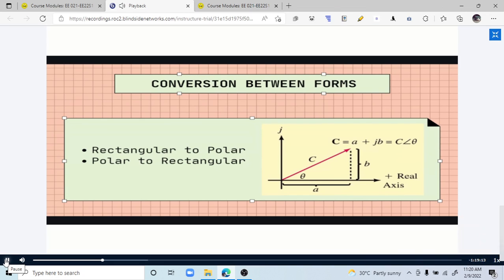What comes to your mind when we deal with right triangles? The Pythagorean theorem, very good. And the trigonometric functions. So through the Pythagorean theorem and trigonometric functions, we can actually convert between forms. We can convert rectangular to polar and polar to rectangular.